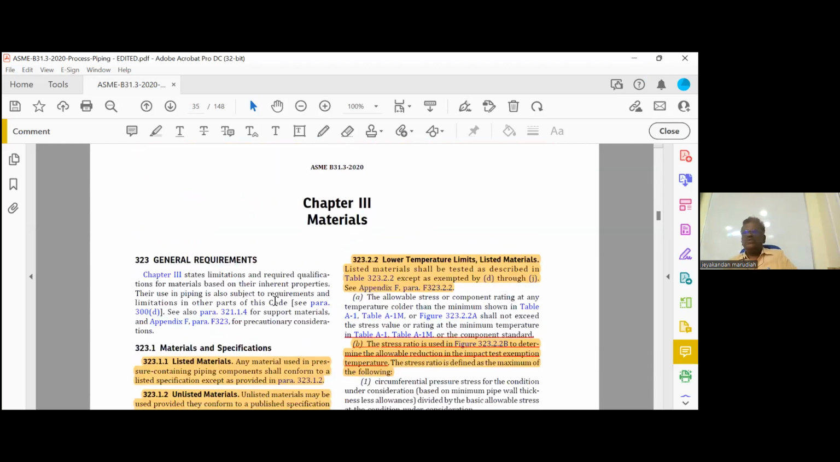Materials. Now, as per B31.3, material can be classified into 4 groups. Listed material. Listed means it is there in Table A1, we can use it. Unlisted material is not in the table or Appendix A1, but it is covered in ASME Section 2. That also we can use.